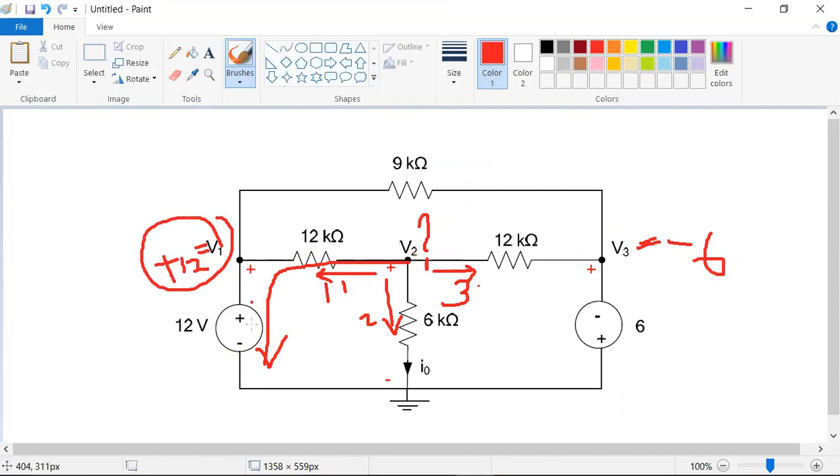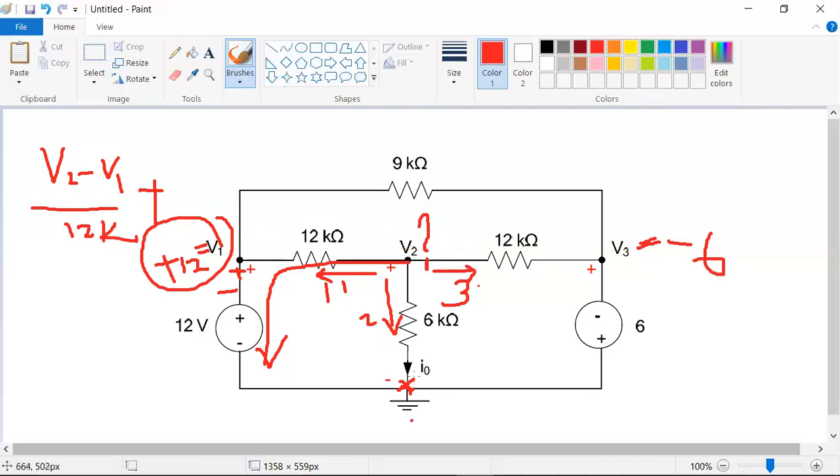So you should go for this ground level, this reference point. Then only you can know the current directions, right? If this is positive and this is negative, the leaving sign is the potential difference between V2 minus V1, the potential difference between 2 points. Then the value will be V2 minus V1. V1 is nothing but 12. V2 minus V1 by 12K, plus what about second current I2?